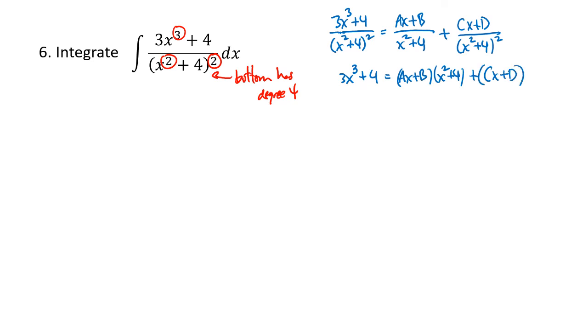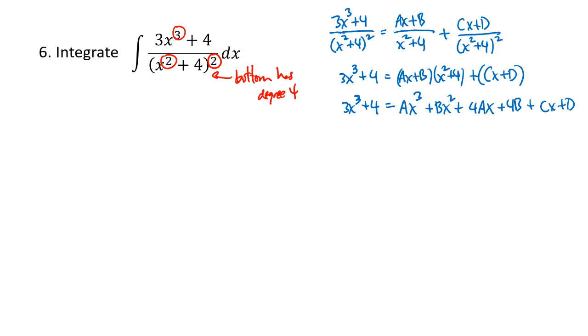Now, unfortunately, because we didn't have any linear factors at all, there's nothing that we can plug in here that will easily tell us any of these coefficients. So the only thing we can do is multiply everything out and equate coefficients. So we get 3x cubed plus 4 on the left-hand side. On the right-hand side, I'm going to FOIL that. Ax plus b times x squared plus 4 is going to give me ax cubed plus bx squared, and then plus 4ax, and then plus 4b, and then I still have plus cx plus d.